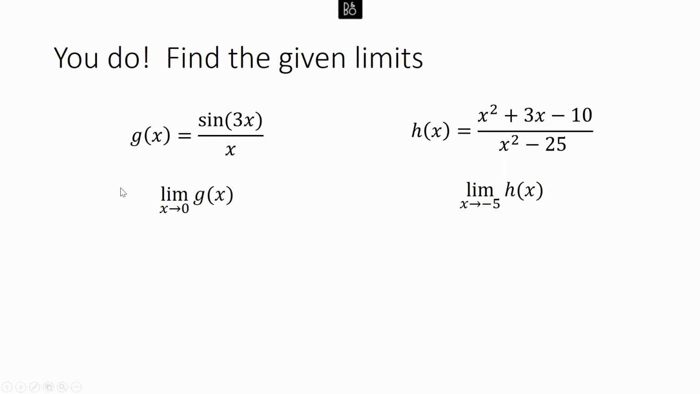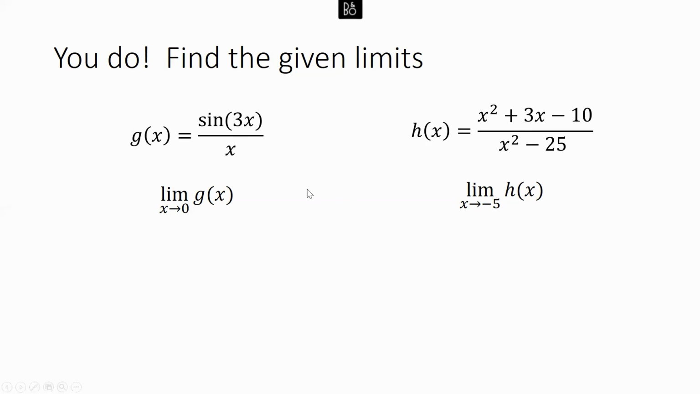So here's what I have. I have two functions that have an indeterminate form when you plug in the numbers. So we have a limit as x is going to 0 of sine 3x divided by x. If I plug in 0, I get 0 in the numerator and 0 in the denominator. And then I have a limit of h of x as x goes to -5. It turns out if you plug in -5 in the numerator, you end up with a 0. If you plug in -5 in the denominator, you also end up with 0.